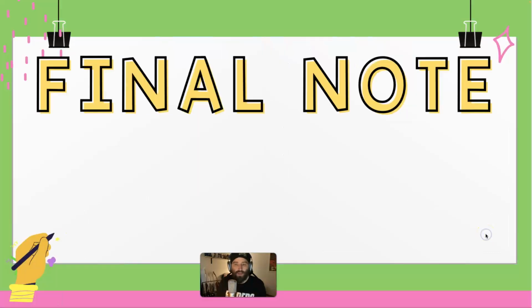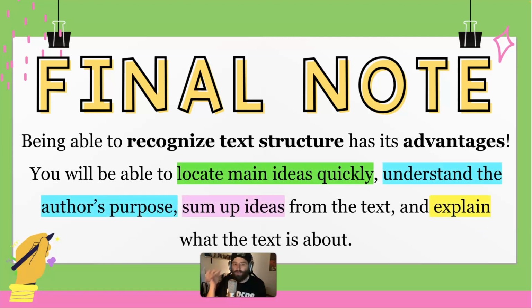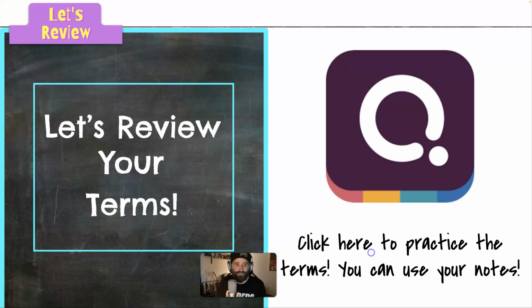All right? And then a final note here, just being able to recognize text structures has its advantages. You will be able to locate main ideas quickly, understand the author's purpose, sum up ideas from the text, and explain what the text is about. All of these are very important when it comes to reading nonfiction text, and that's why we want to do text structures before we go into some of these other things like main idea and author's purpose.